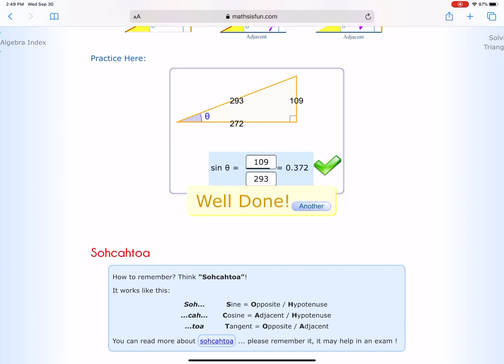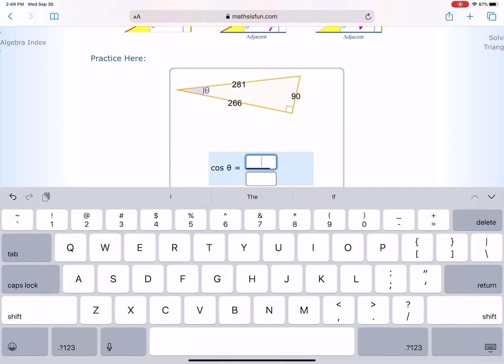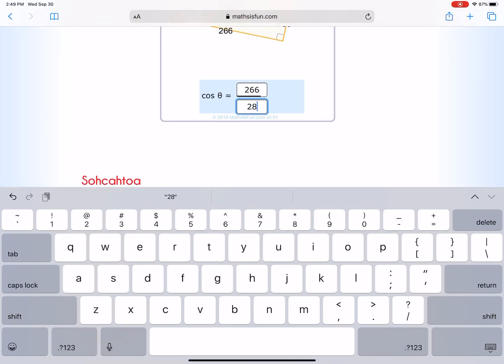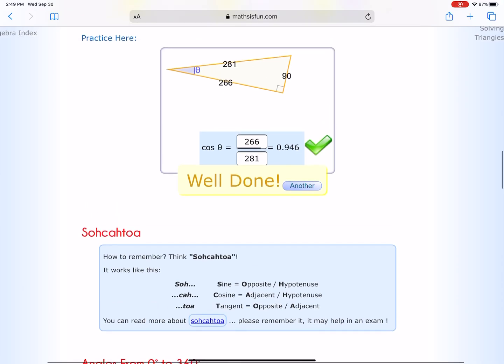for sine, cosine, tangent. If you click another, it changes the triangle, and it gives you cosine. Cosine is adjacent over hypotenuse. So if you find theta, where theta is marked, adjacent is going to be 266, and the hypotenuse is 281. And then it lets you check.